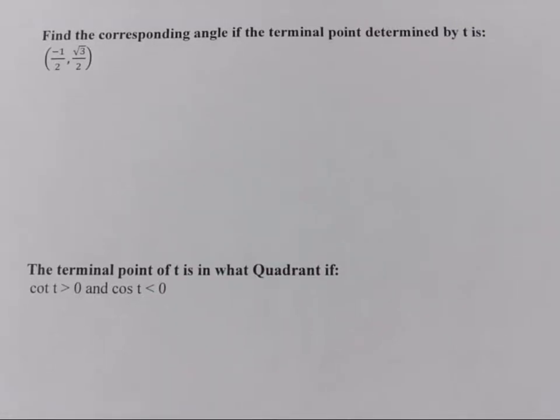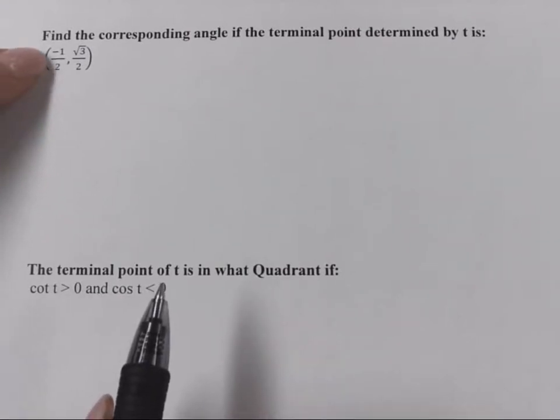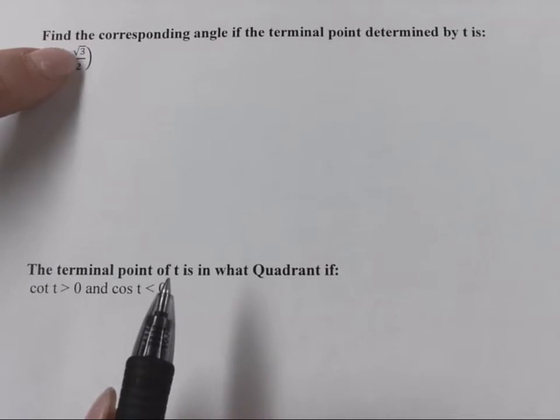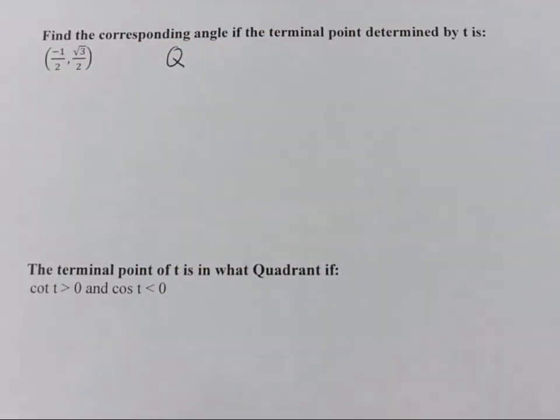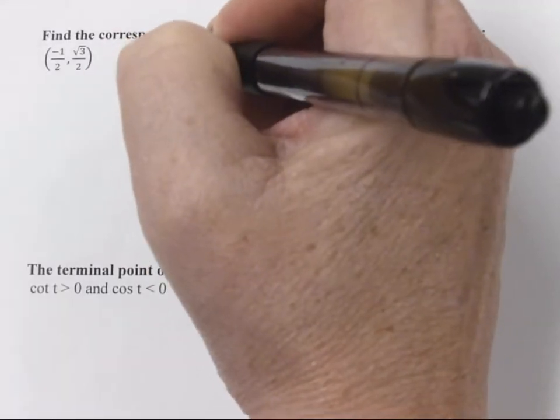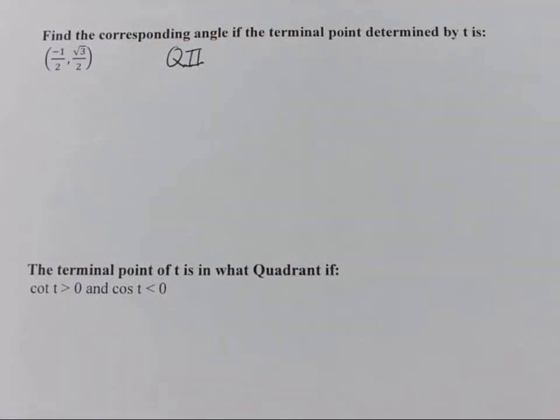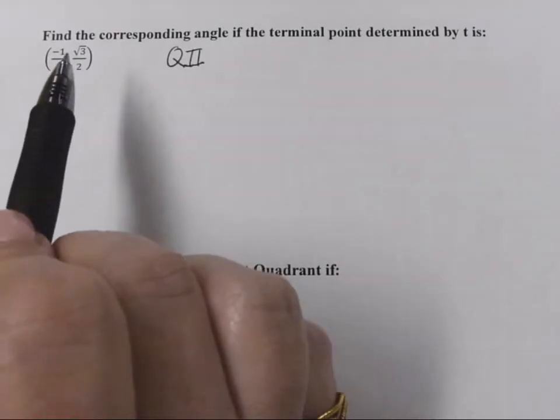Okay, so here we are finding the corresponding angle if the terminal point determined by t is (-1/2, square root of 3 over 2). So the first thing we need to do is figure out what quadrant it is. Well, I know that my x value here is negative and my y is positive. So when I look at my unit circle, I know that in quadrant 2, I have a negative x value and a positive y value.